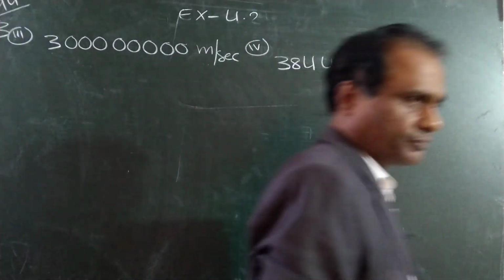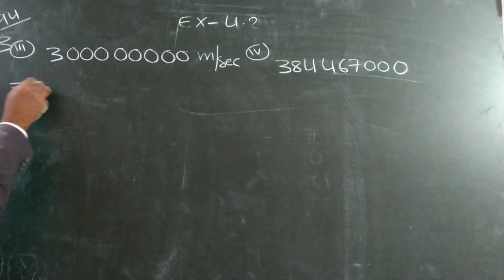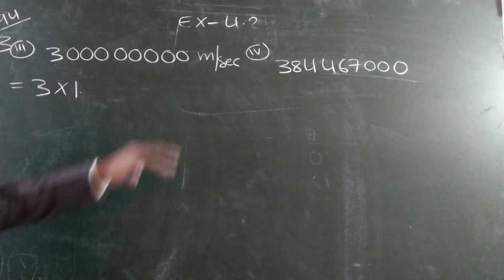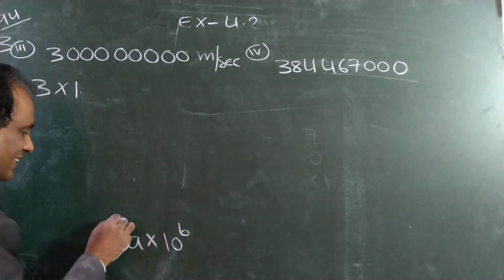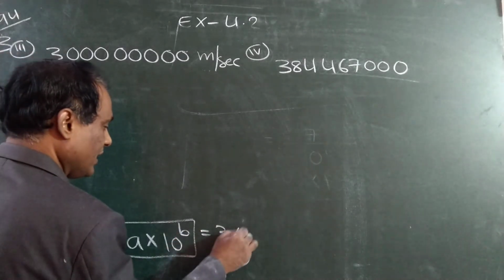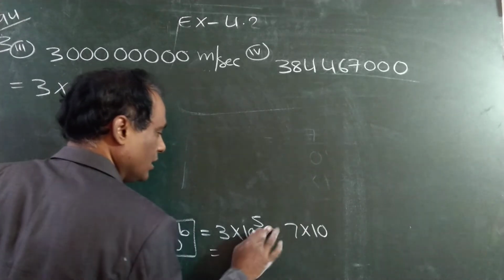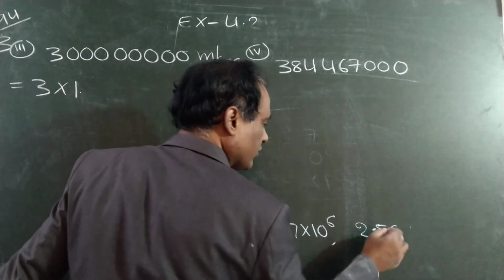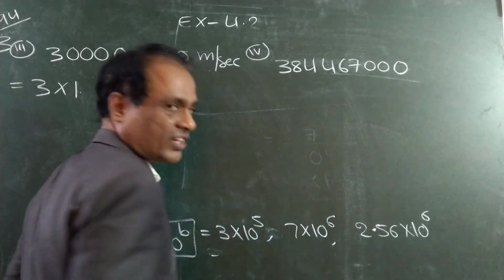See here. Three into what? Standard form is something into 10 to the power of something. Like, see here, 3 into 10 to the power of 5, or 7 into 10 to the power of something, or 2.56. The decimal should be after one digit. So this is also standard form. Like this, these are called standard forms.